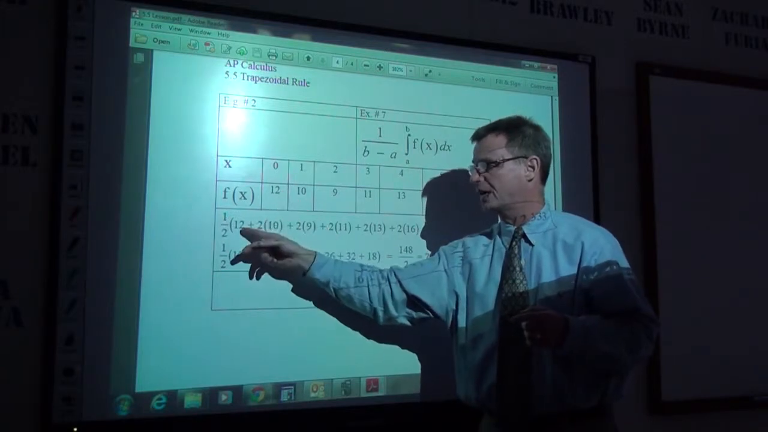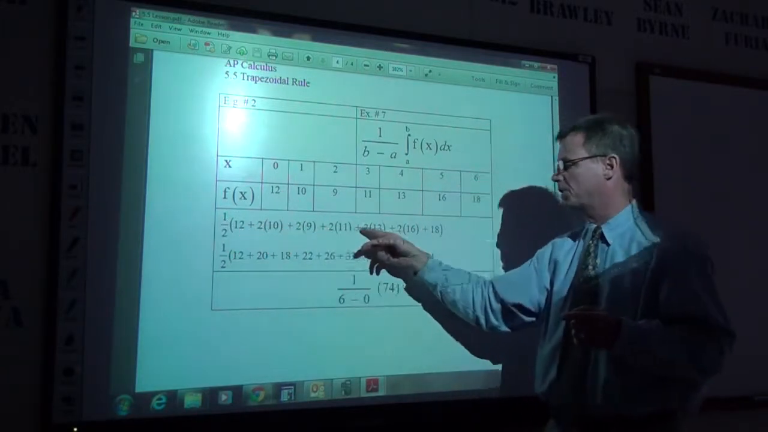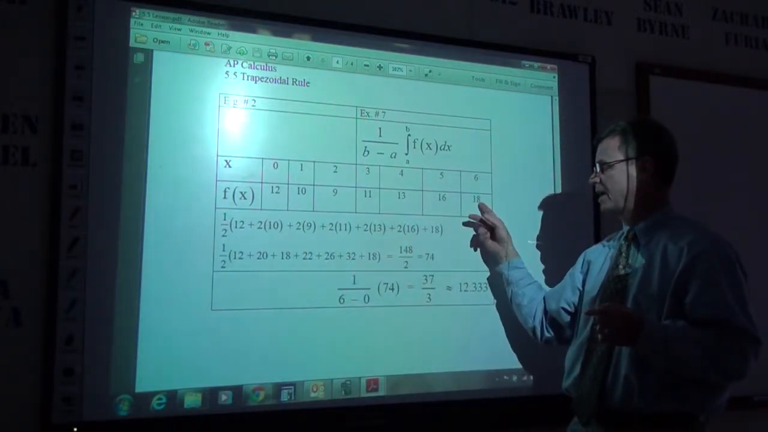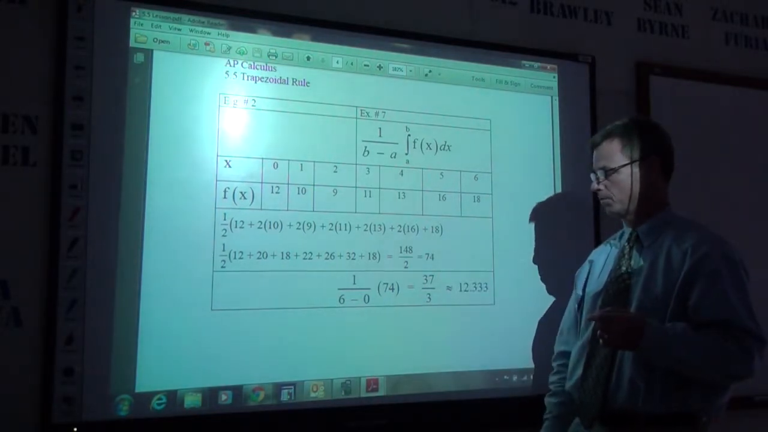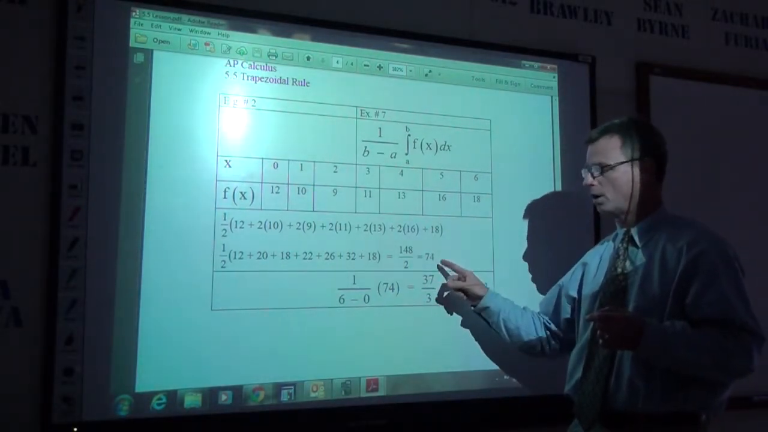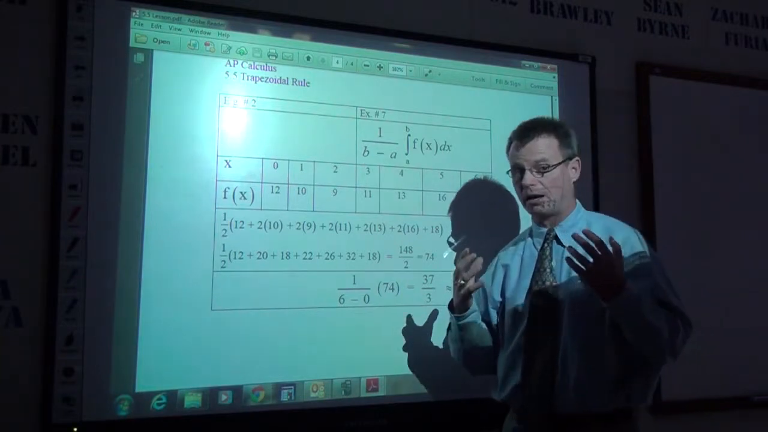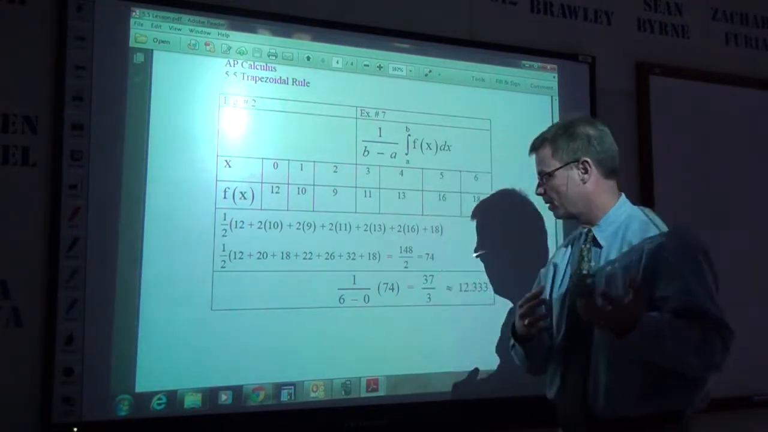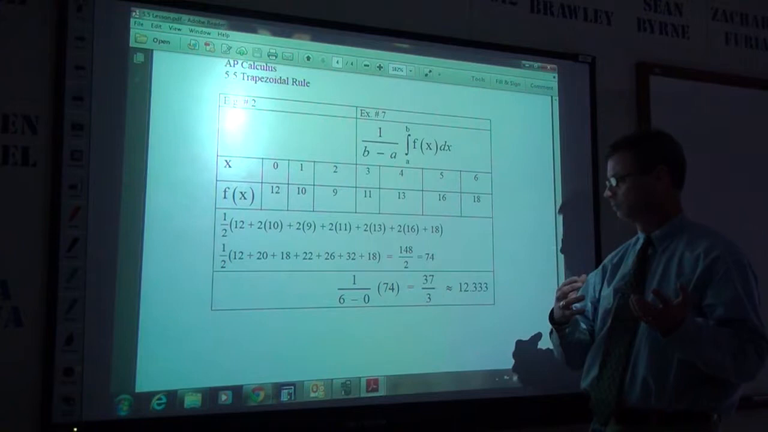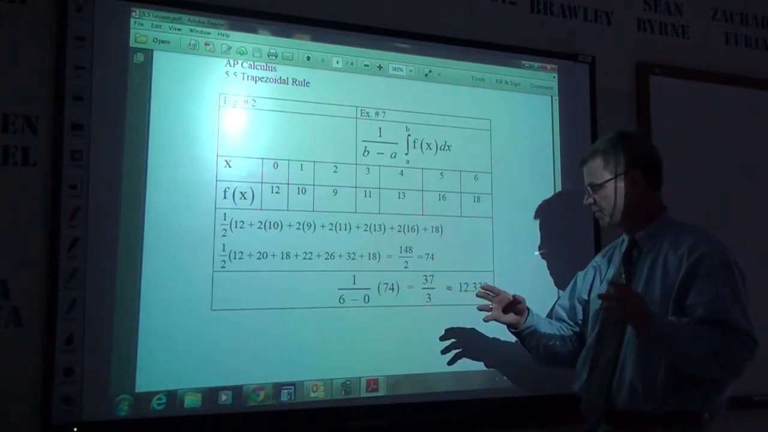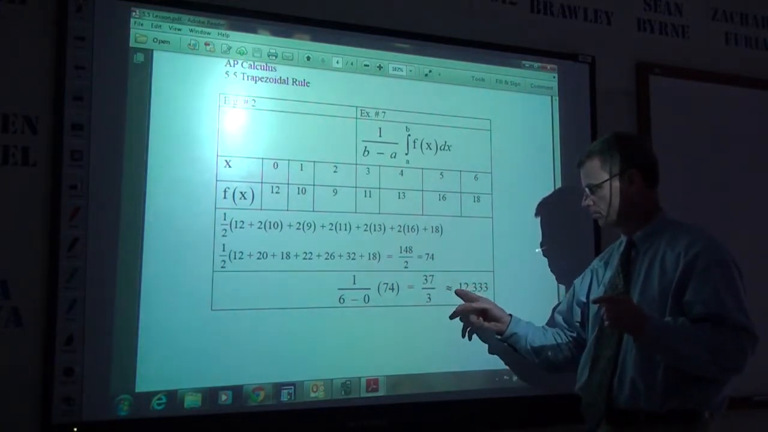I count the first endpoint once. I count the interior endpoints twice. And I count the last endpoint once. You end up with 74. That would be the approximate area by the trapezoid rule, that's the total area. The average of that is 12 1/3.